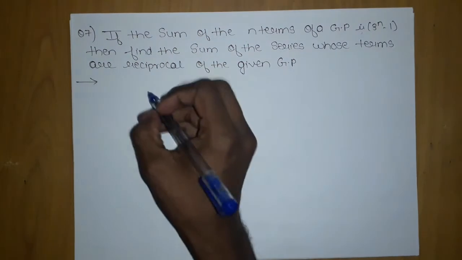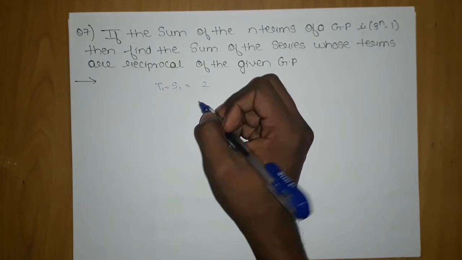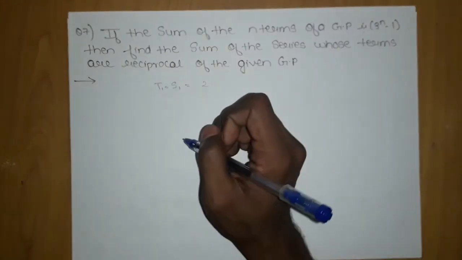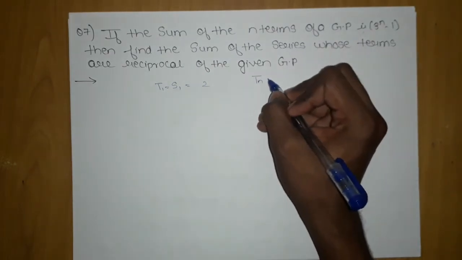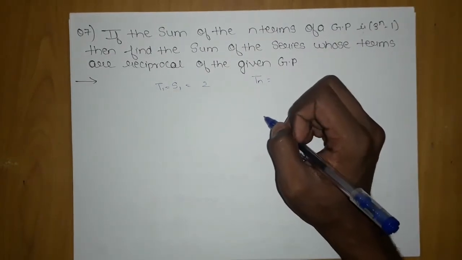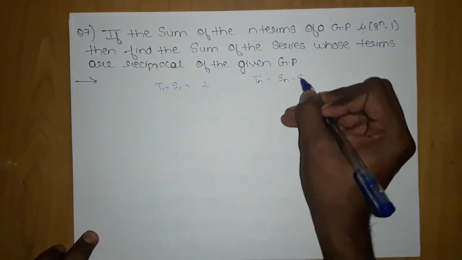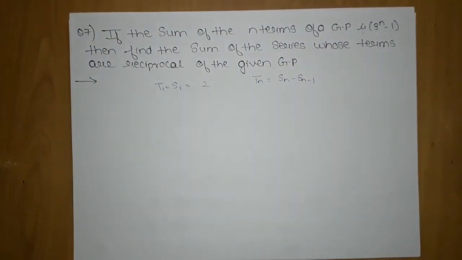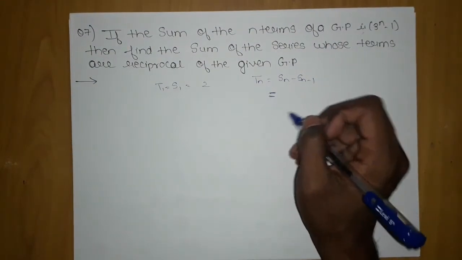Now I know one thing, that T1 is equal to S1, which is 2. So we have the first term. For Tn, we can write Tn as Sn minus S(n minus 1), right? This formula is applicable in every AP, GP, HP. So we can find Tn like this. They have a phobia that this formula is only for AP. Please avoid that phobia.